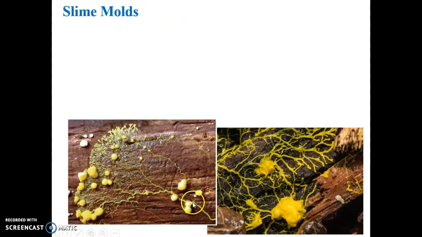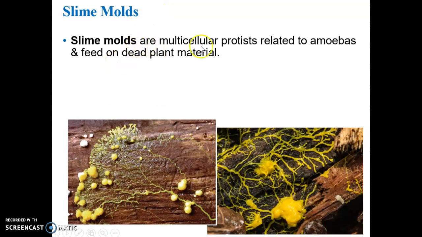Okay, let's move on to slime molds, which actually used to be classified as fungi, but now we know that they are a type of protists. So slime molds are actually multicellular protists. They're related to the amoebas, and they actually feed on dead plant material, very fungus-like in how they feed.